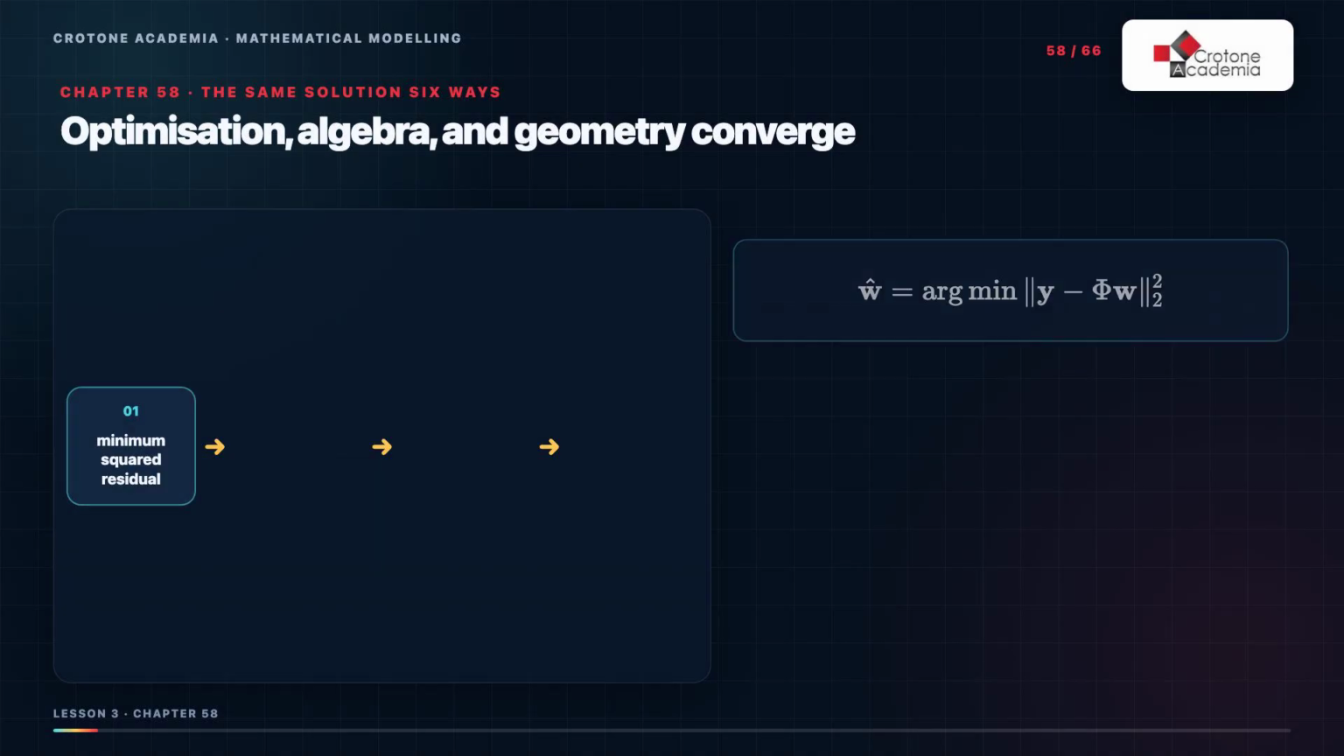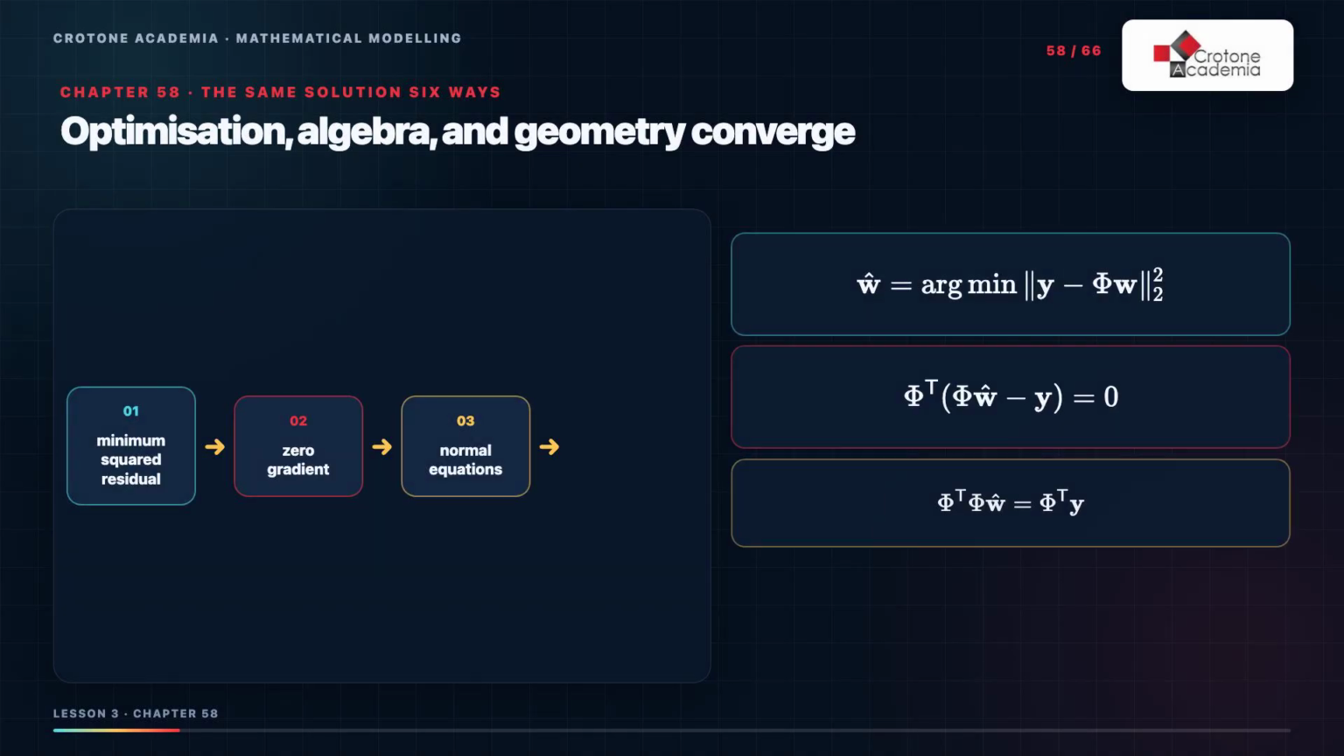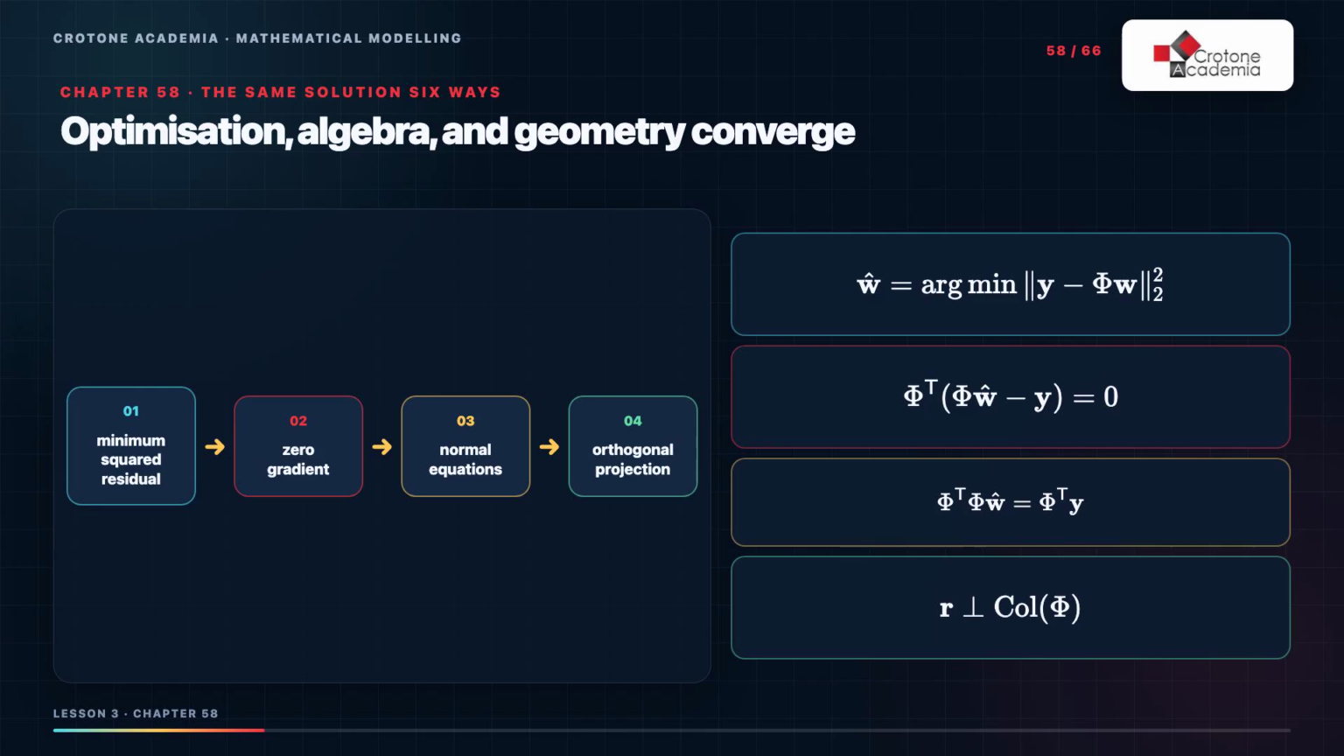Under full column rank, 6 descriptions identify the same answer. What minimizes squared residual length? The gradient is 0. The normal equations hold. The closed-form formula solves them. A fitted vector is the orthogonal projection of y onto col phi, and the residual is perpendicular to that column space. These are not separate answers to memorize. They are translations between optimization, algebra, and geometry.